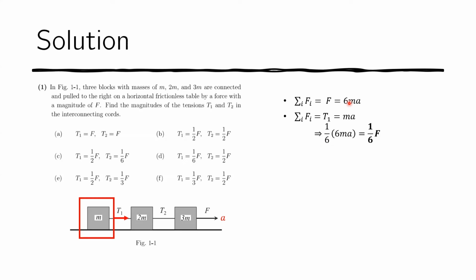Because 1/6 of 6m times A, which is the force F, then 1/6 of F is actually equal to the first tension, T sub 1. And there's only one choice here that has this option, and so that's letter D. So we'll see that the answer would be letter D. But before we do that, let's just try and see if the second one is the same.